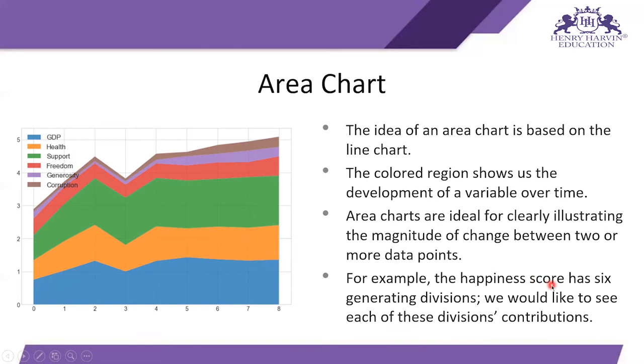For example, the happiness score has six generative divisions. We would also like to see each of these divisions' contributions. So as you can see, these are the areas covered by all of these variables in the area chart.